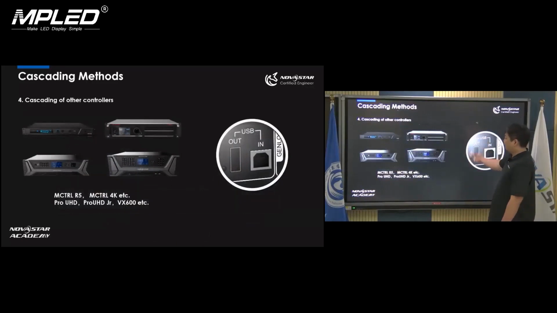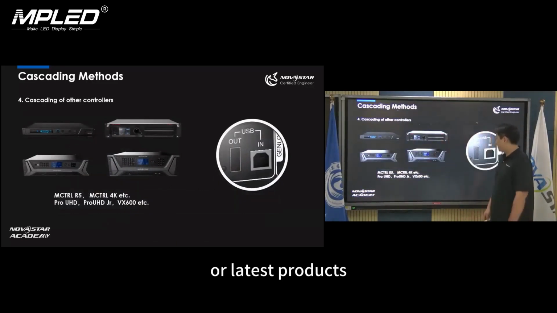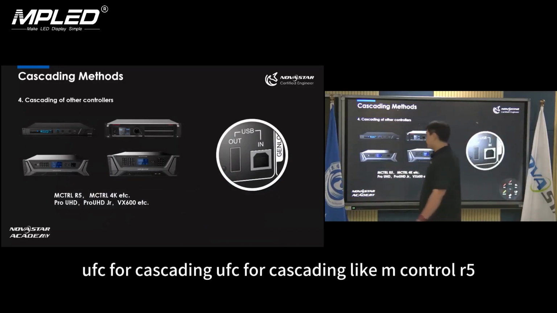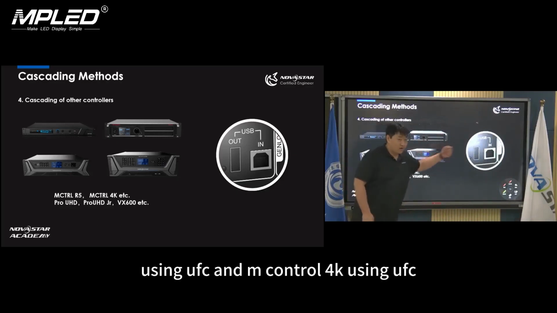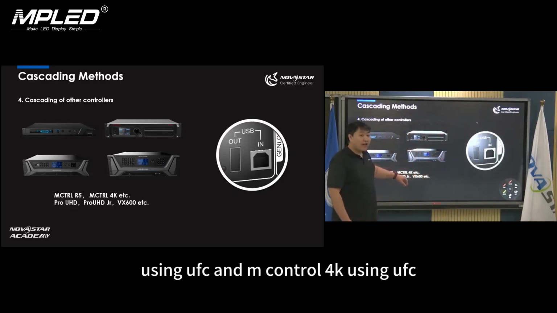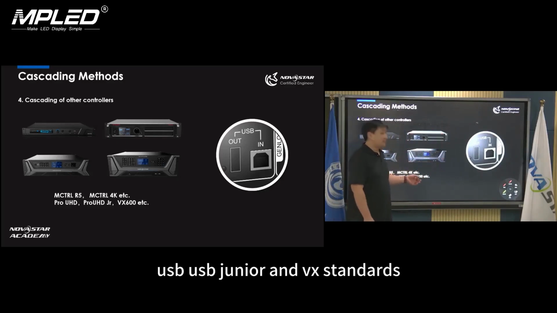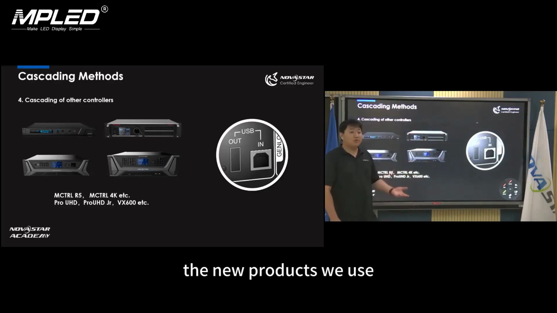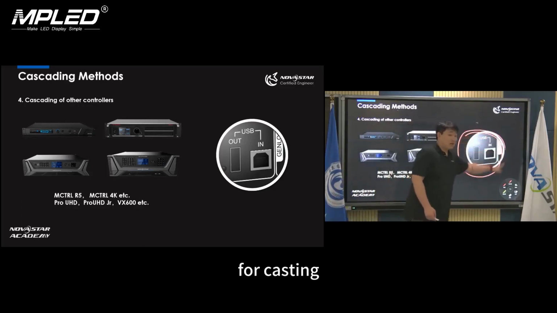And for the latest products, we provide USB for cascading, like M-Control R5 using USB, and M-Control 4K using USB, UHD Junior, and VX standards. The new products use USB for cascading.